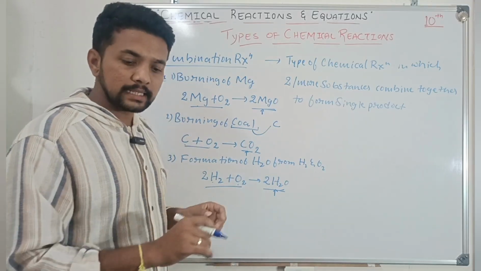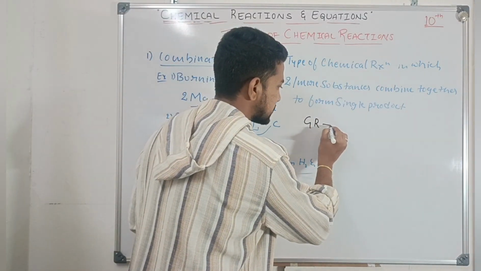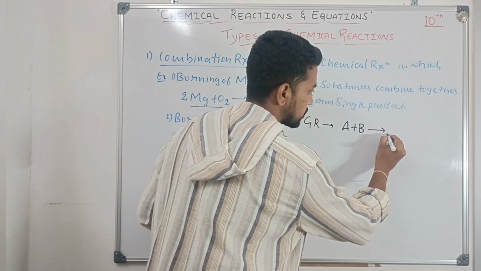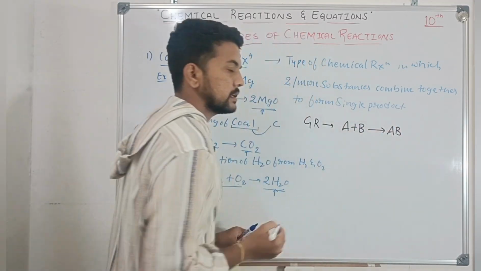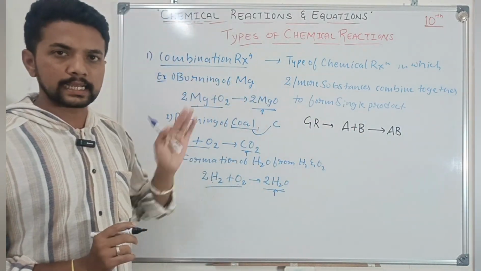So the general representation of combination reaction is A plus B produces AB. This is the general representation of the combination reaction.